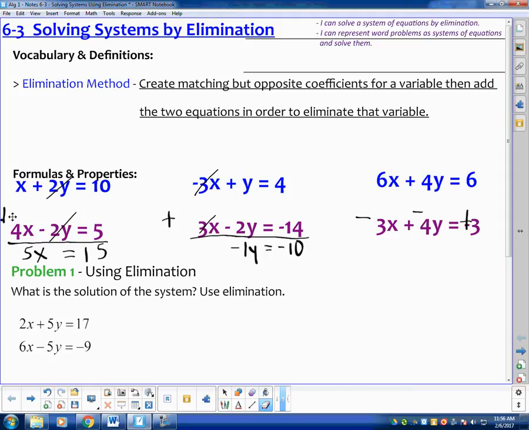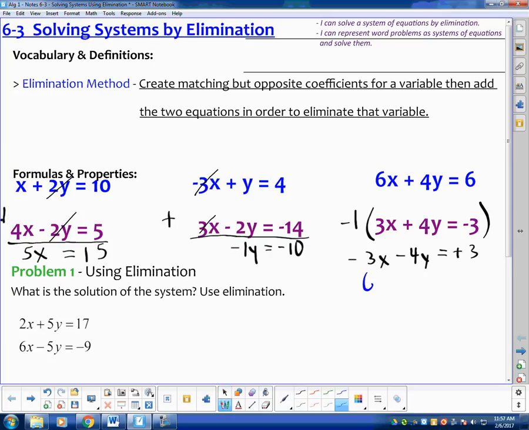Here's what it looks like. We usually put parentheses around it and put a -1 out in front, and that tells me to multiply each and every term by -1. So it looks like this: -3x minus 4y equals positive 3. And then I would just take the blue equation and write it right underneath. 6x plus 4y equals 6.